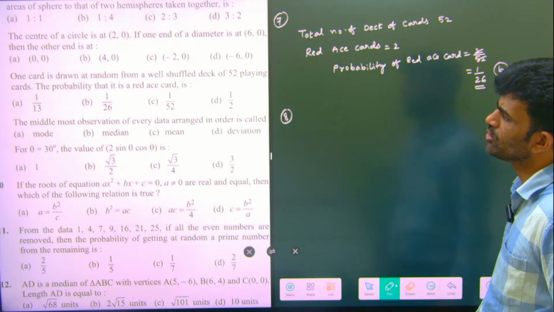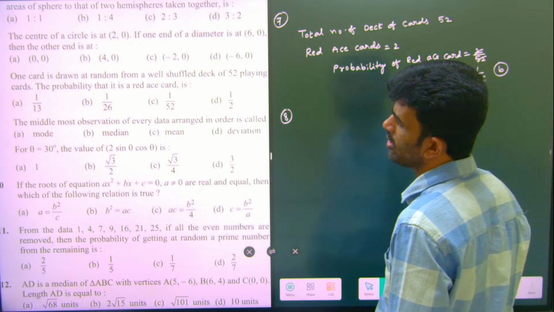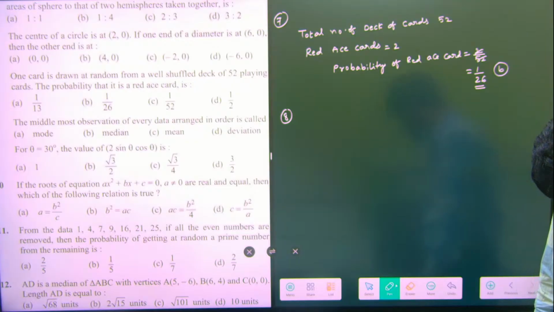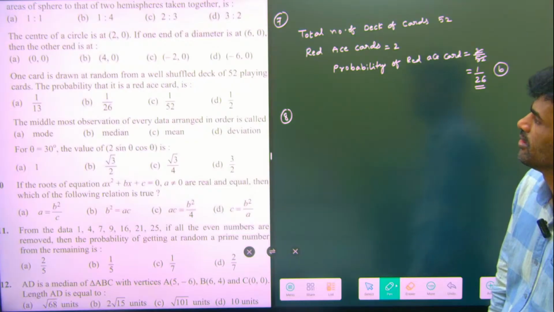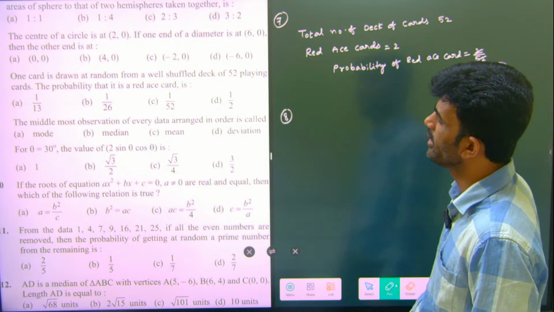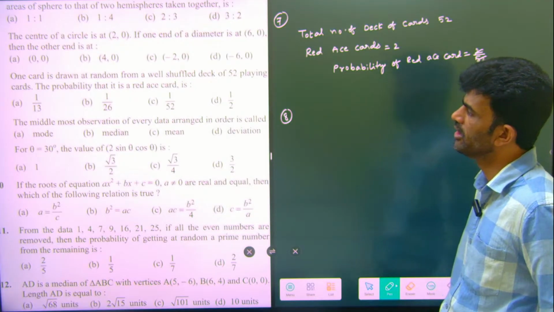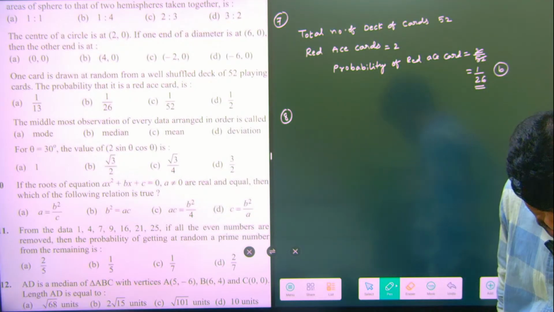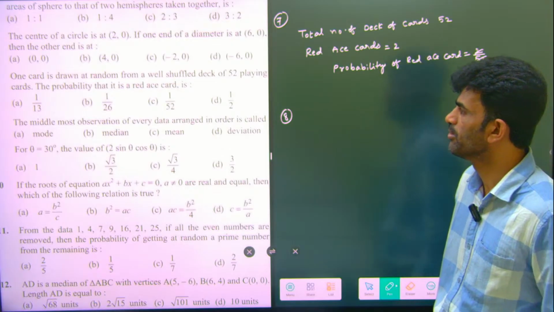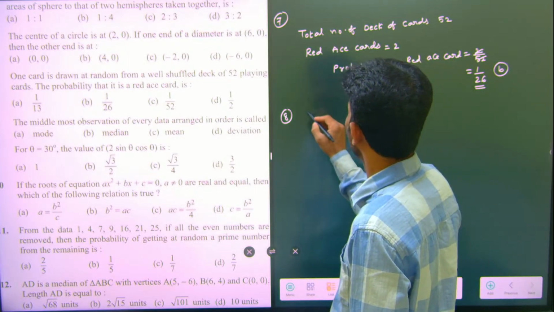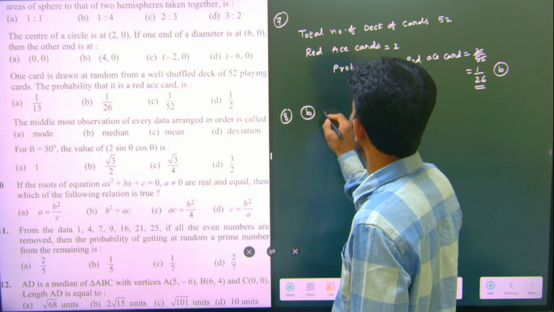The middlemost observation of every data arranged in order is called. Which value is it? Middlemost observation is what? What we call it? Mean, median or mode. So it's very simple. In the name itself we have middle. So the middlemost observation of any data, what we call it? Median.